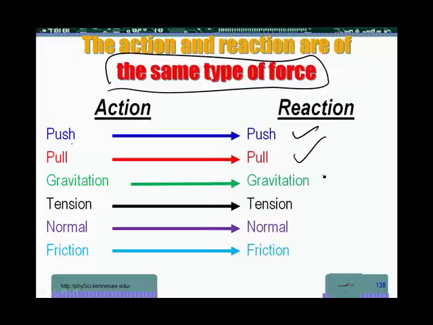If the action force is a gravitational force, the reaction is a gravitational force. If the action is a tension, the reaction is a tension. If it is a normal force, the reaction is a normal force. If the action is friction, the reaction is friction, and vice versa. I didn't put the arrows everywhere here for the reverse, but that's absolutely true.